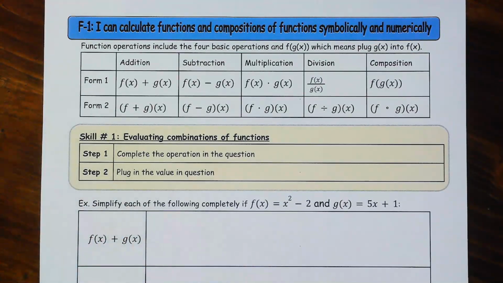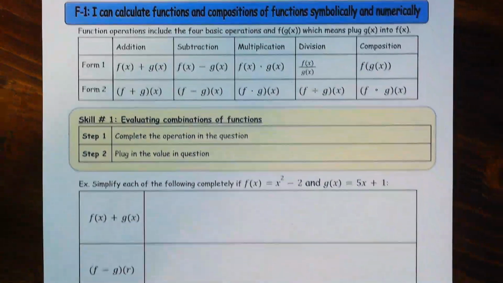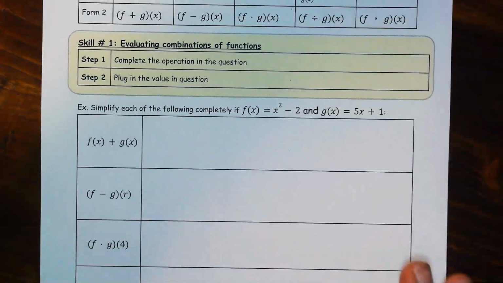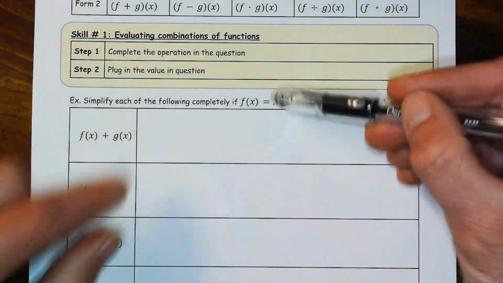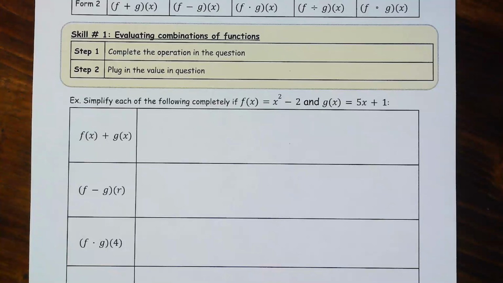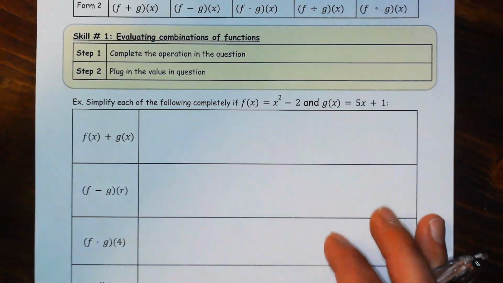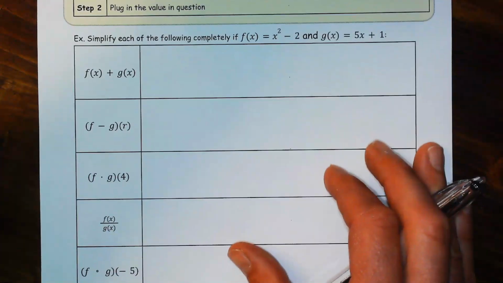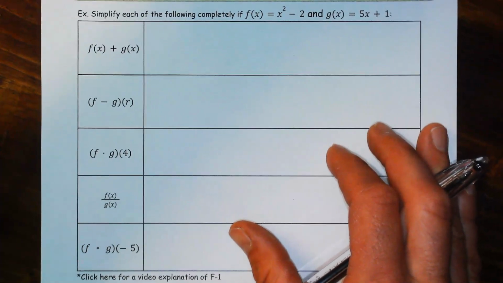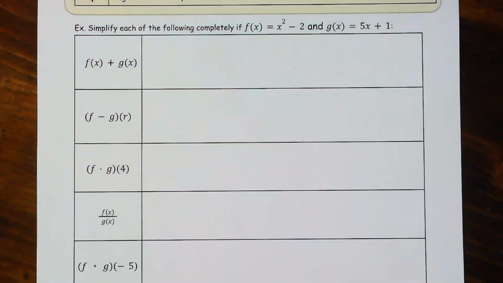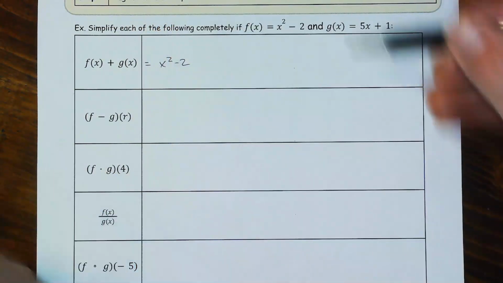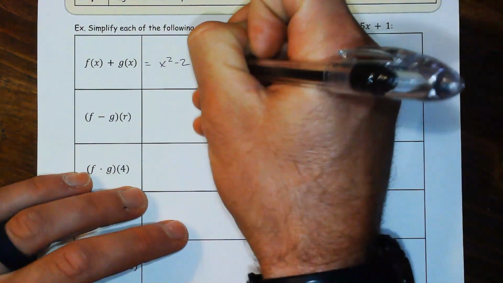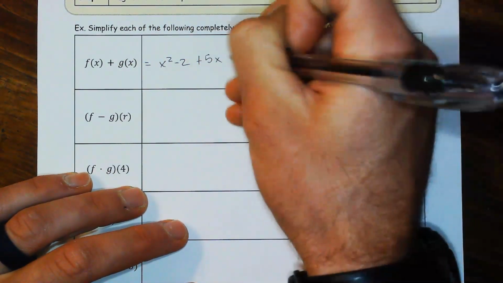So these skills, the instructions are pretty generic here because it just depends on what's there, but basically I'm going to give you two functions, an f of x and a g of x. They could be all sorts of different functions, and then you actually just have to do what is asked in the problem. So for example, f of x plus g of x is equal to x squared minus 2, so that's my f of x portion, plus 5x plus 1.